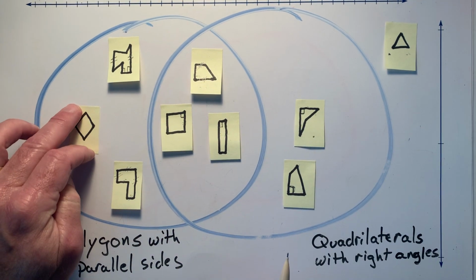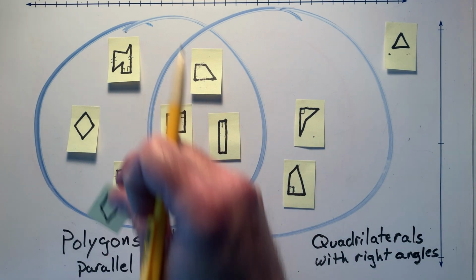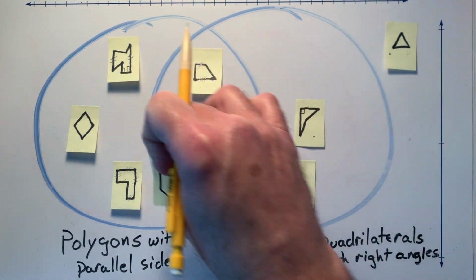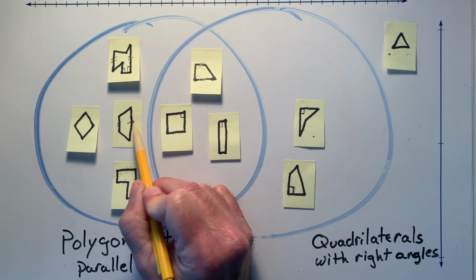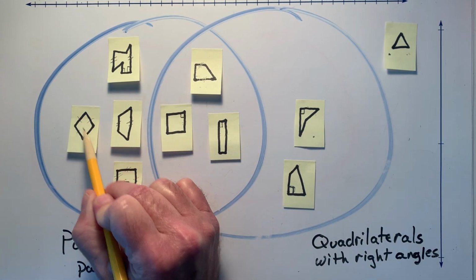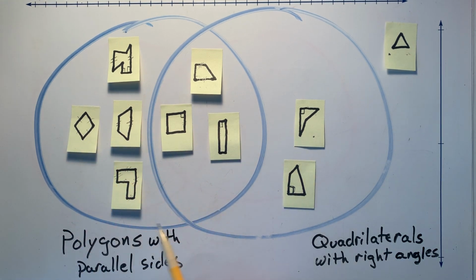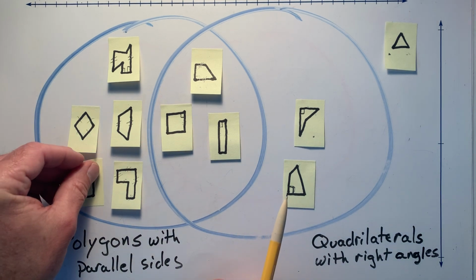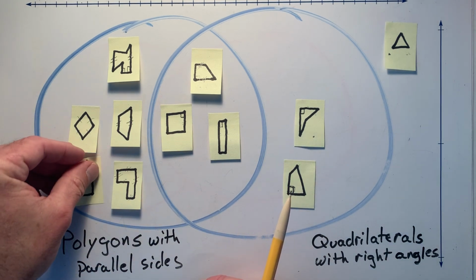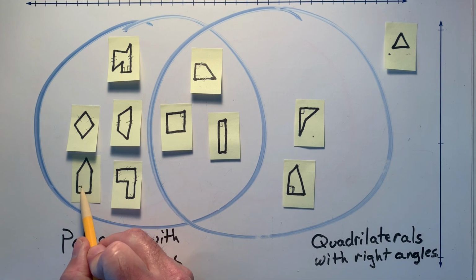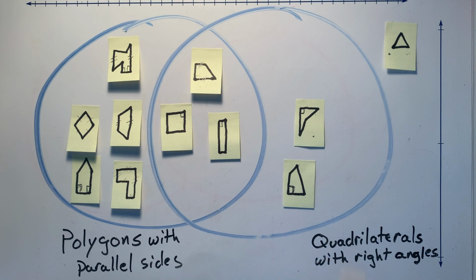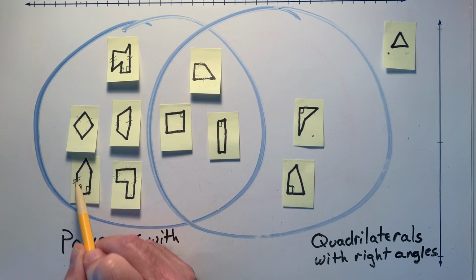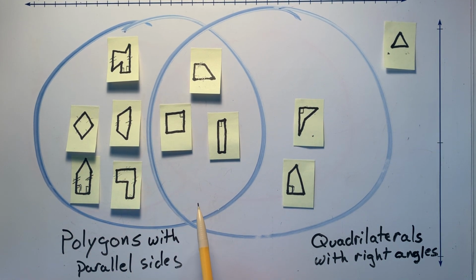Lastly, I have a few polygons with parallel sides that do not fit. Here we have parallel sides here and here. Here we have parallel sides around the whole thing, but no right angles. And lastly, one more polygon with parallel sides. It has right angles. So it does have the right angles. It has parallel sides right here and right here.